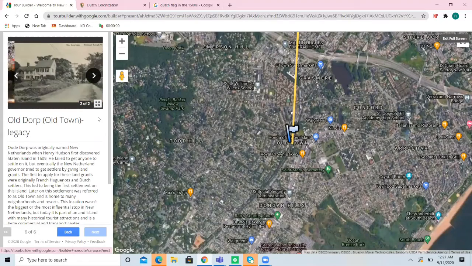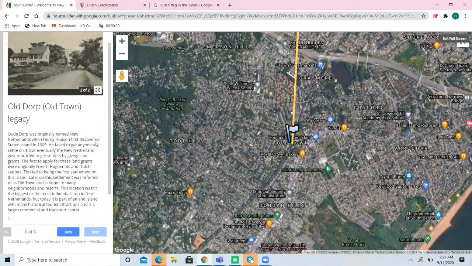I'm Matthew Zhao. Houdorp, currently known as Old Town, was the first settlement on Staten Island in New Netherlands. Henry Hudson founded this settlement, yet never really got anyone to settle. Later on, the governor of New Netherlands started giving out land grants, which led to French Huguenots and Dutch settlers starting to settle. This town was never the most influential in terms of economic and social factors, but today it is a tourist attraction and is a large commercial and transport center.